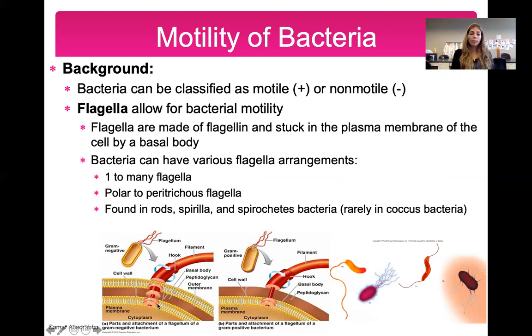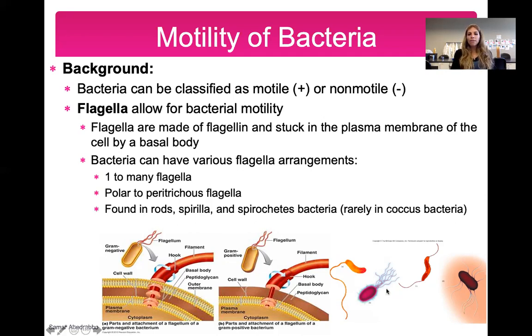So we have the cell membrane, and we have the basal body, which is anchored in the plasma membrane. Here's the plasma membrane of gram-negative bacteria. Here's the plasma membrane of gram-positive bacteria. Then we see the hook, and then we see the flagella. So in either, we have the basal body in the cell membrane, then the hook, and then the flagella. So this is all the flagella components. The flagella is made up of a protein called flagellin, and this protein is what helps bacteria move.